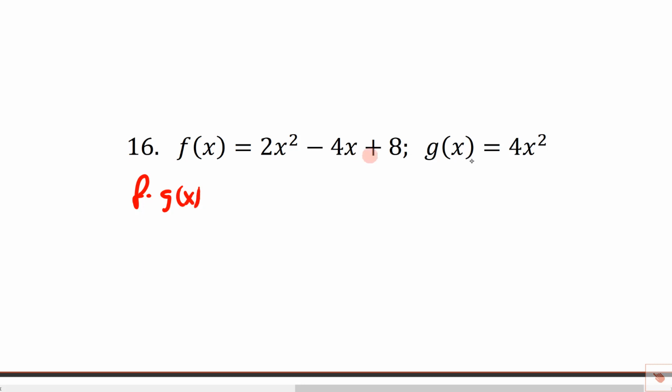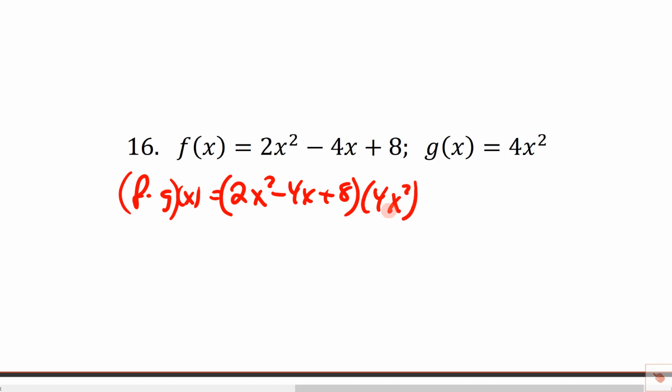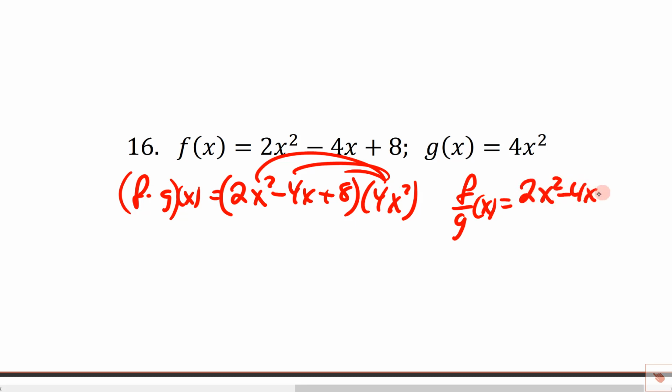You'll notice that the only difference here is this number has changed. So let me show you what happens with that. We're going to have 2x squared minus 4x plus 8. Nothing crazy happens when we do this. We're just going to distribute through, and I'll let you do that because we've done that before. The only difference, again, is that number right there. But watch what happens when I do f divided by g of x. This is going to be 2x squared minus 4x plus 8, and then on the bottom, we're going to have 4x squared.